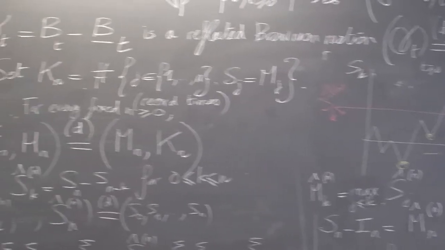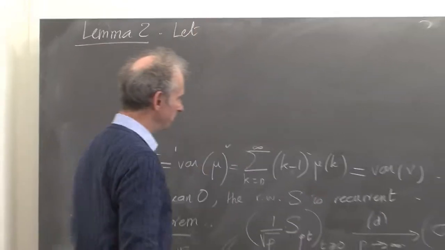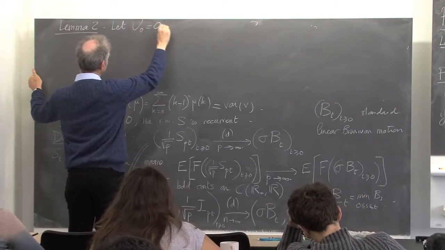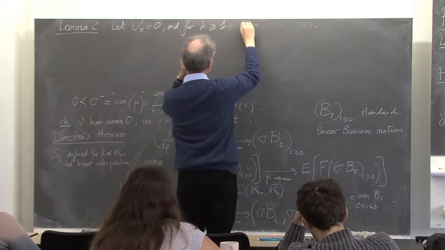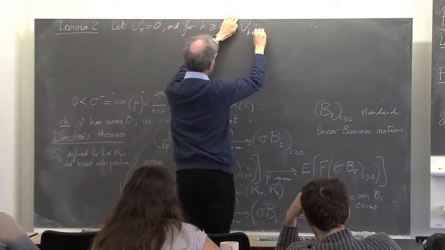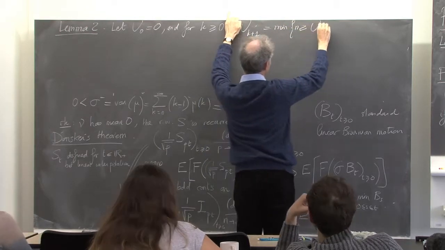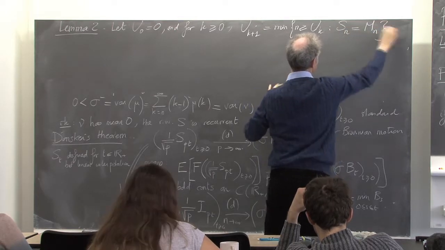Well, I'm going to need, in fact, another lemma. Take that as lemma 2. I will introduce the successive record times. The first one will be U0 equals 0, and for any k positive, Uk plus 1 will be the first n after Uk where the random walk is equal to its maximum. Okay?